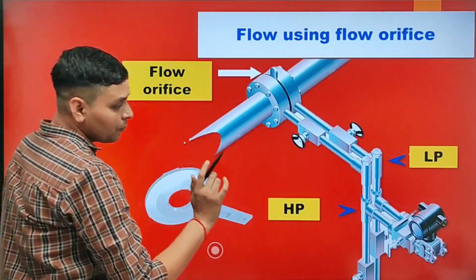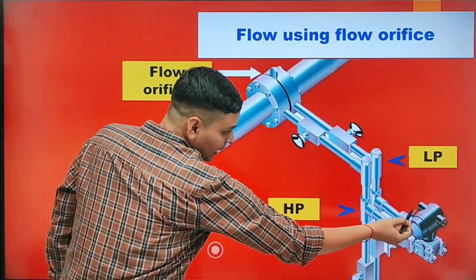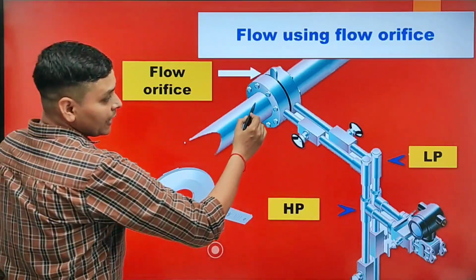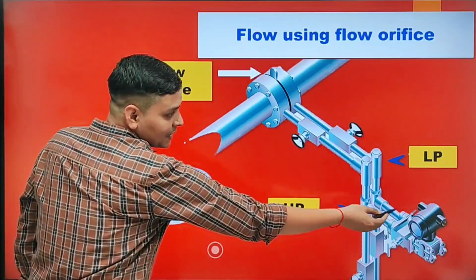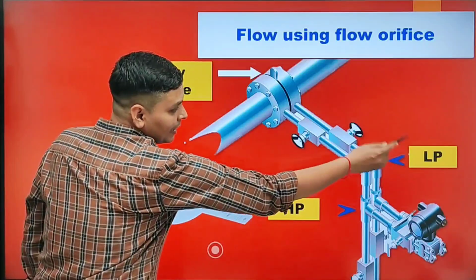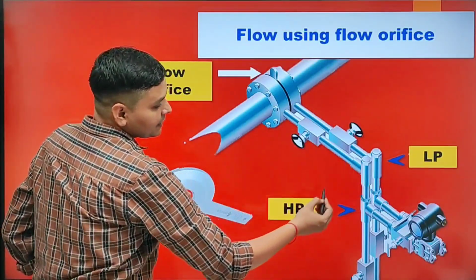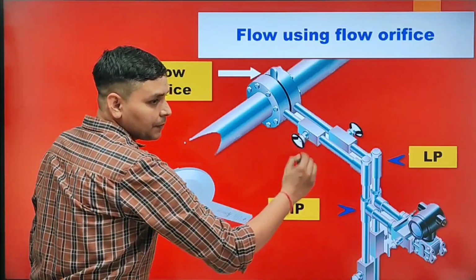Look friends, remember one point, HP and LP is also written on transmitter. So HP port will be connected at HP side and LP port will be connected at LP side. On some transmitters, H and L is written in place of HP and LP.